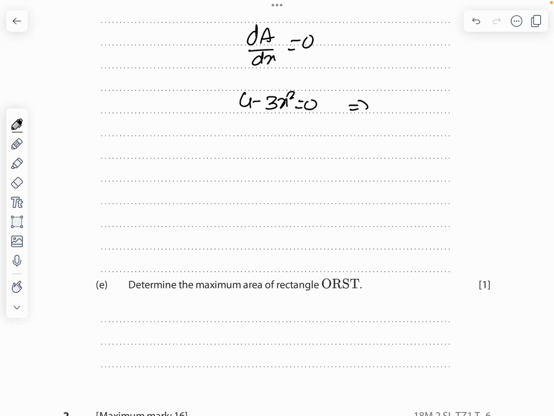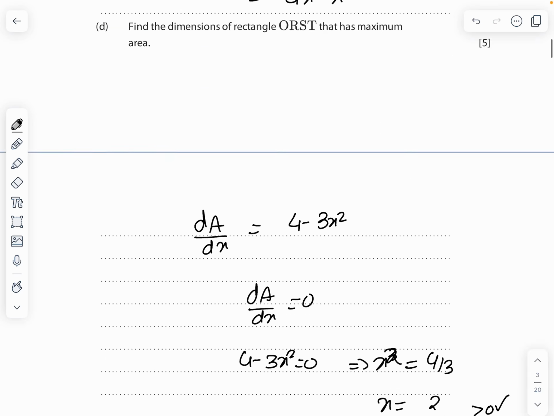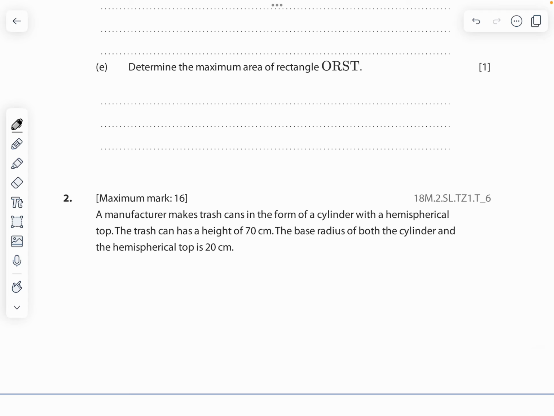So x square equals 4 upon 3, x equals 2 upon square root 3. I take only positive because x value can be only positive, negative is not possible at all. Now substitute to get the value of y, which is 4 minus (2 upon square root 3) whole square, which gives me 8 upon 3. He's just asking only the dimensions, not the area. Then find the maximum area over here. Maximum area will be xy, which is 16 upon 3 root 3. That's going to be the answer.